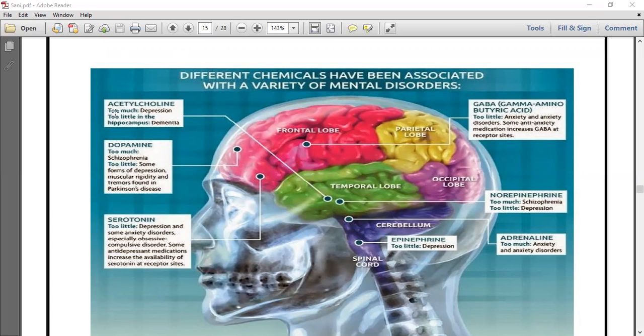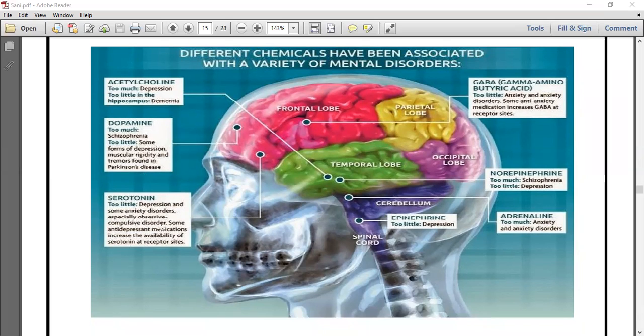Number one, acetylcholine. This is a neurotransmitter, and too much produced in our temporal lobe causes depression, and too little of this production is called dementia. The second one is dopamine. Dopamine is also a neurotransmitter, or chemical, which is produced in our frontal lobes. Too much causes schizophrenia, and too little causes some forms of depression, muscular rigidity, and tremors found in Parkinson's disease. It means that the dopamine chemical is the main cause of Parkinson's disease, which affects the frontal lobe of our forebrain.